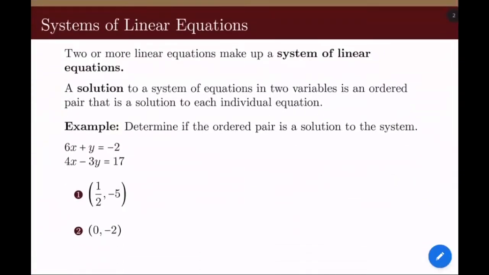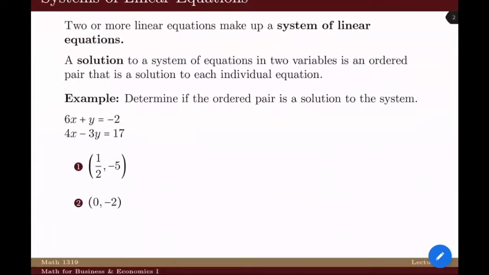So first, what we need to talk about is systems of linear equations. It's two or more linear equations that make up the system. And a solution of these two equations are the two variables as an ordered pair. So the first example is we're going to determine if the ordered pair is a solution to the system. So what we're going to do is just plug these points in directly for x and y.